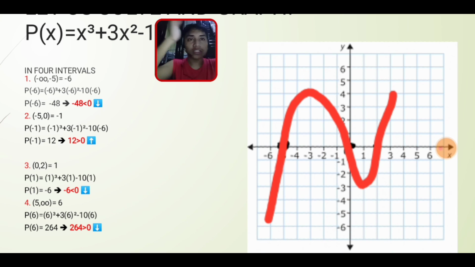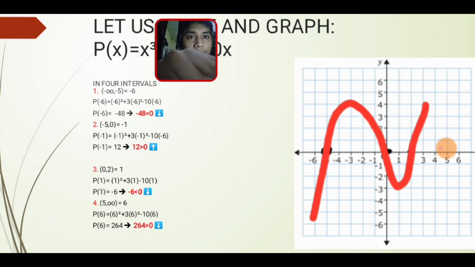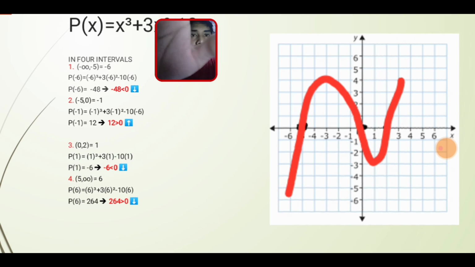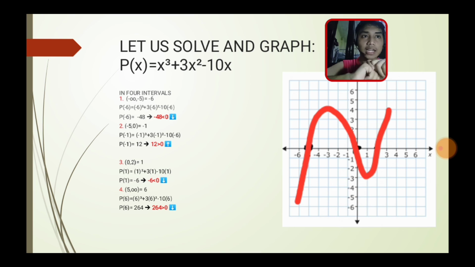So, paano yun? Diba sa interval na 5 to infinity, kanina sa 0 and 2. So, sa negative 48, so down. Then, sa number 2, we have, diba, up. So, ayun no, down, up, down, up. So we have down, up, down, up. So yun. So yan siya. So that is the graph.